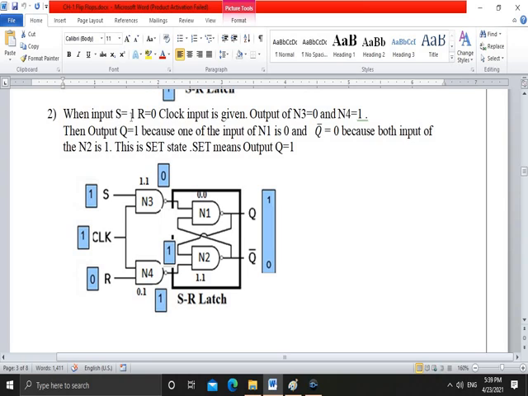When input S equal to 1, R equal to 0, clock input is applied, output of N3 equal to 0, N4 equal to 1, then output Q equal to 1 because one of the inputs of N1 is 0, and Q bar equal to 0 because both the inputs of N2 are 1. This is set state. Set means output Q equal to 1. This state is called set state because S is 1.